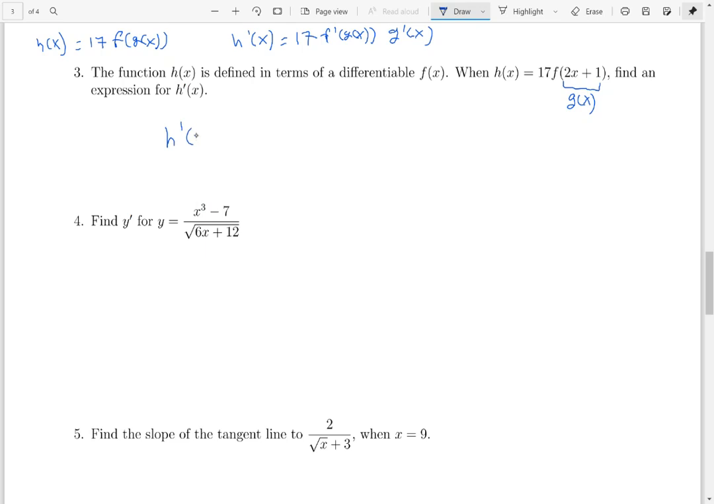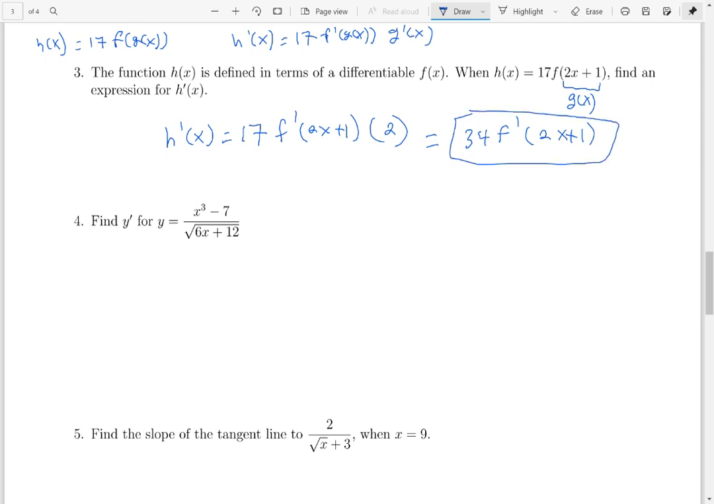So, h prime of x is then going to be 17 times, now I don't know what f is, I just know that I'm going to take the derivative of it. So f prime of 2x plus 1, but then we can take the derivative of g, so the derivative of g is just going to be 2, the derivative of x is 1, and so it's just 2. And so then if you wanted to simplify this just a little bit, 17 times 2, that's 34 f prime of 2x plus 1. And I claim that's the best we can do because we don't know what f is.